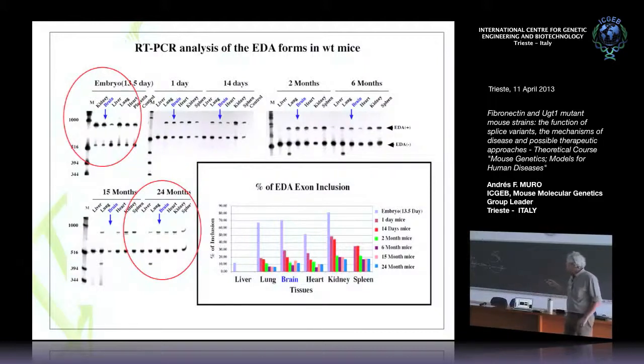And what also happens with the EDA exon is that it is upregulated again in proliferating tissues, in the case of wound healing, or in some diseases such as liver fibrosis.